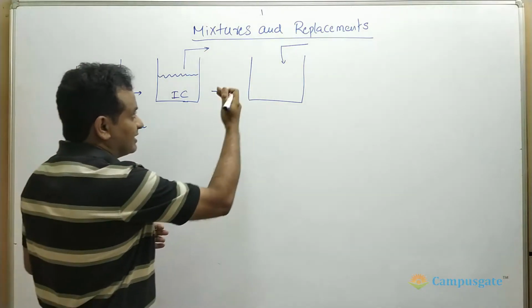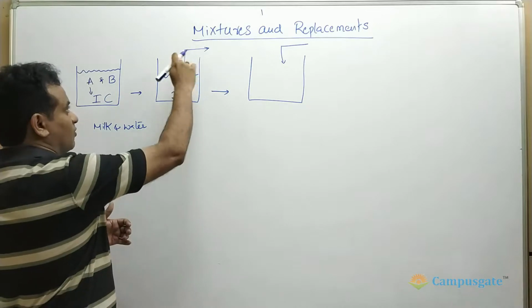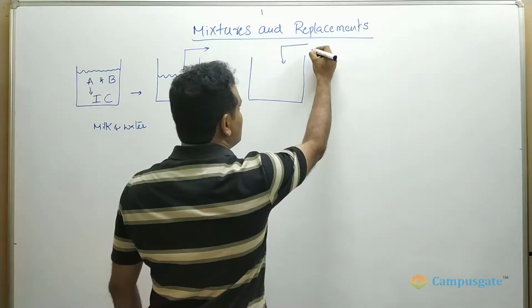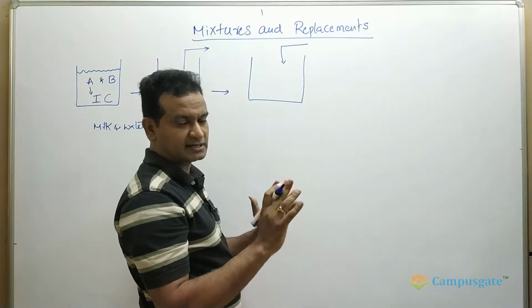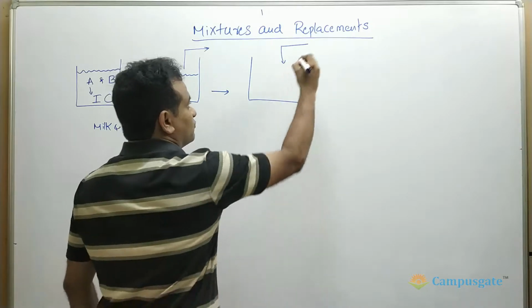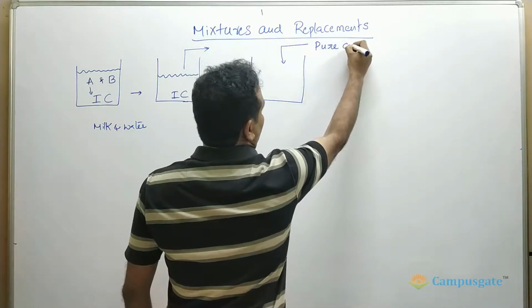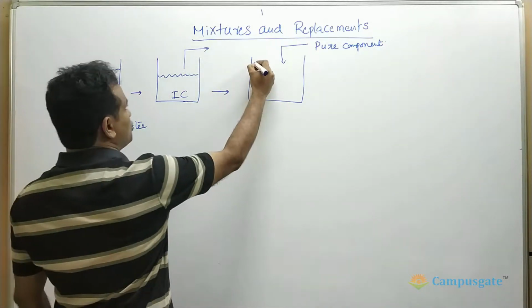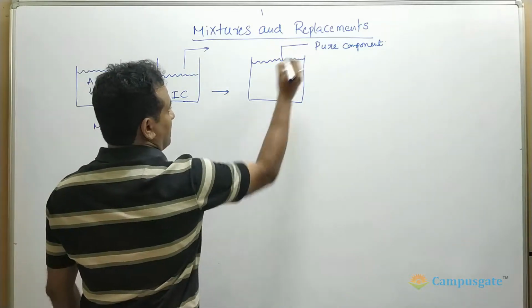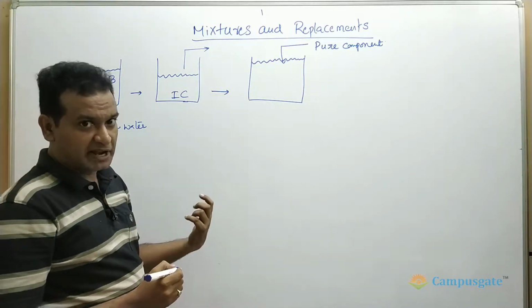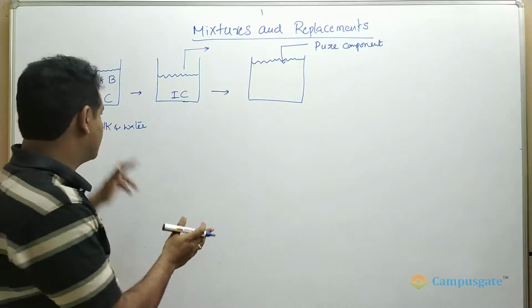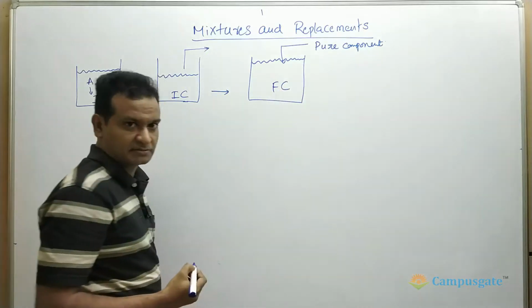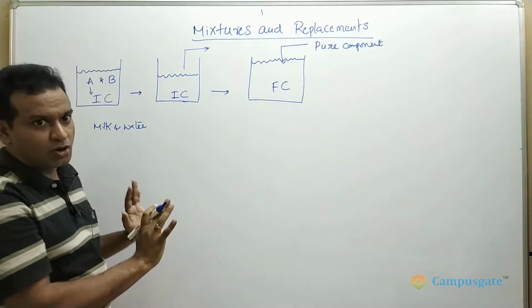But in the last step, whatever quantity is being removed, we replace it with one of the pure components. That means either it should be pure milk or pure water. It doesn't contain anything else. So that is very, very important. Now what happens? The volume comes back to normal. But after addition of this pure component, the concentration changes. Now it is no longer the initial concentration, so it changes to some final concentration. So this is the working model of this formula.